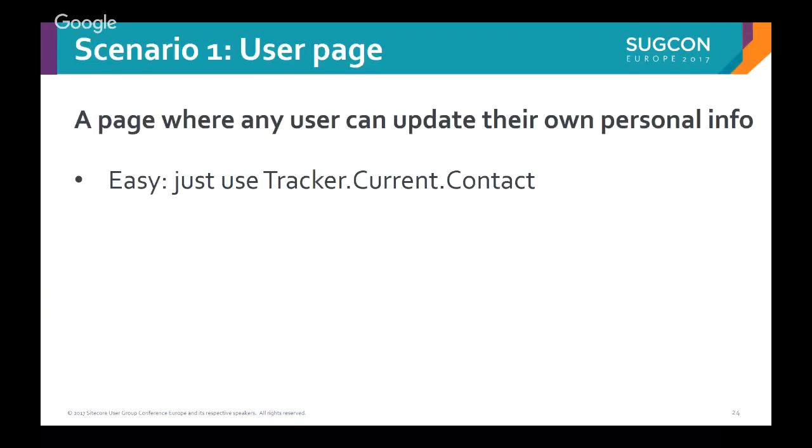So let's say you need to access some contact in a page. It's, let's say, a page for updating your data. Like you want to change your email address or your last name or something. And then it's very easy. You use tracker.current.contact. That's the page code, and you don't care about any locks. The contact is always available for you. This is why it's the easiest case.